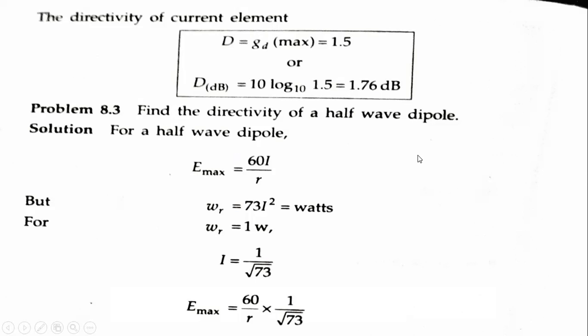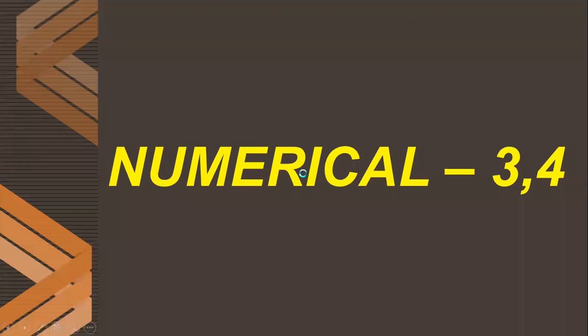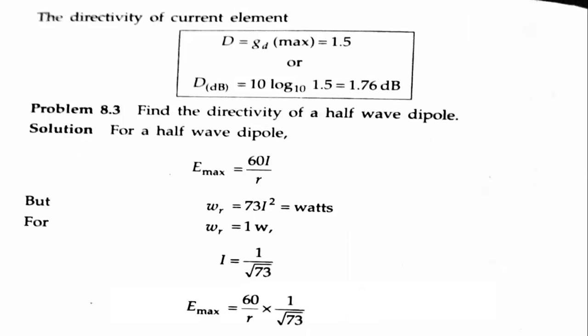Now if you simplify the next numericals, see here, these previous ones, 8.2 and 8.3, are connected to each other. How? Because they ask you to find the directivity of the half wave dipole. In the previous one, we calculated the directivity of the current element IDL. That was for the entire dipole. But if we are interested in the half wave dipole, the expression will definitely change, and even the expressions for the current I and the radiated power will change.